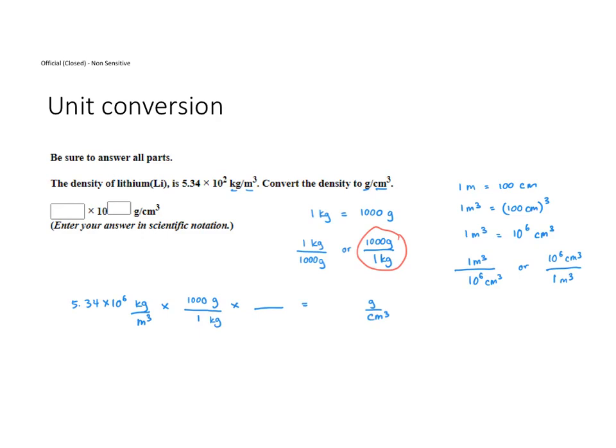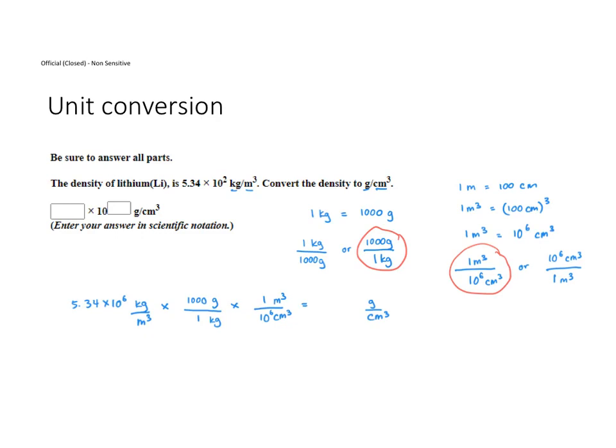How about meters cube to cm cube? We want to cancel out meters cube, so we have to write meters cube on top. And we want to end up with cm cube below. So let's write cm cube below. And this corresponds to this conversion factor. So let's write 1 meter cube over 10 to the power of 6 cm cube.